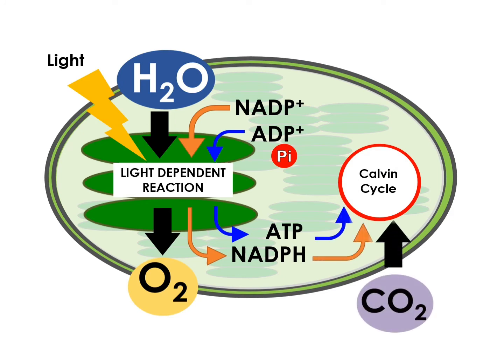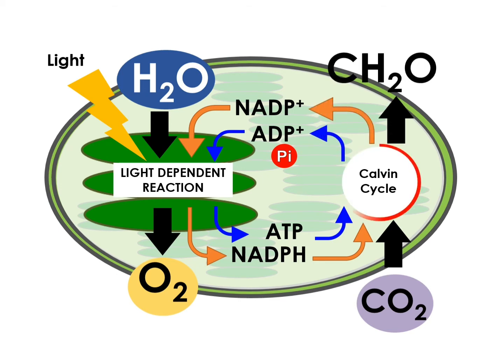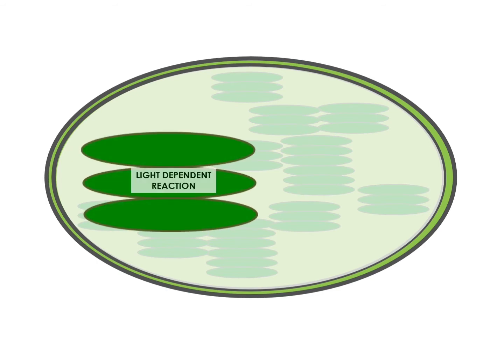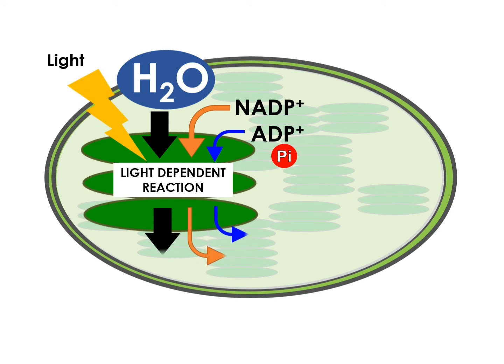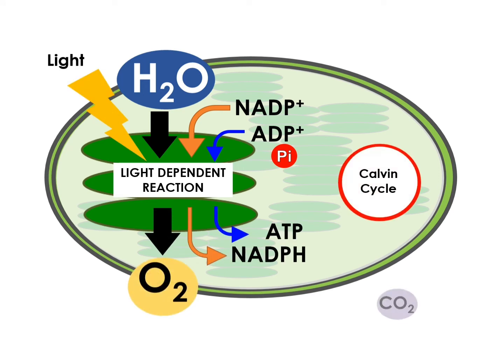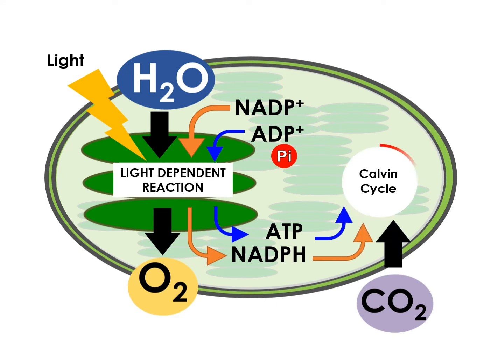ATP and NADPH will be used in the light-independent reaction, also known as the Calvin cycle, to fix carbon dioxide into simple sugar. The light-dependent reaction takes place on the thylakoid membrane of the chloroplast, while the Calvin cycle takes place inside the stroma of the chloroplast. First, we will discuss the processes involved in the light-dependent reaction.